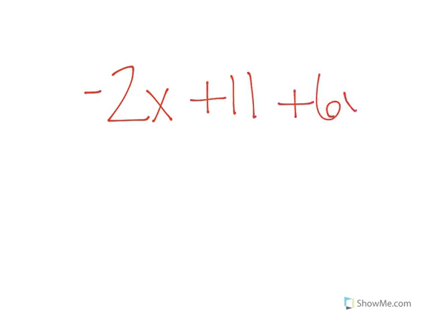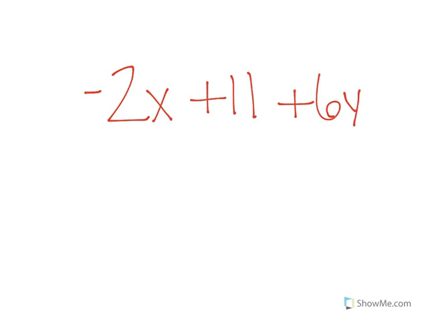We're going to do a few examples on this just so we get a good feel for this, because sometimes it can be a little hard to comprehend, a little overwhelming. Once you get it, you're going to find it's relatively easy. Let's say I have negative 2x plus 11 plus 6x.